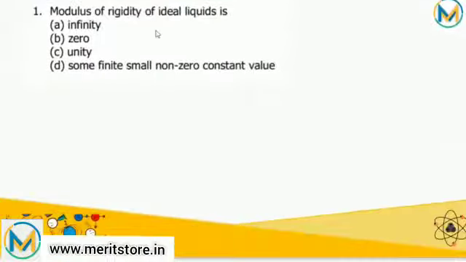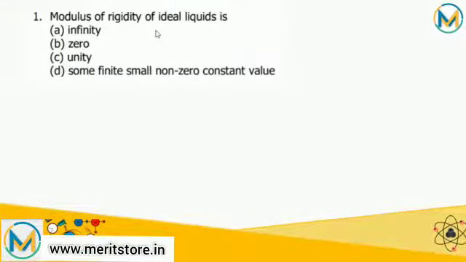First question: modulus of rigidity of ideal liquids is infinity, 0, unity, or some finite small non-zero constant value. So we know that within limits of proportionality, the ratio of tangential stress to the shearing strain is called the modulus of rigidity of the material of the body and is denoted by eta.